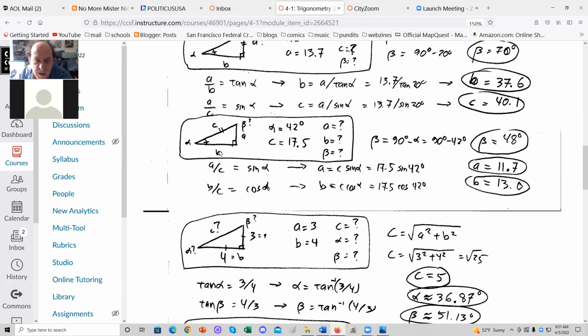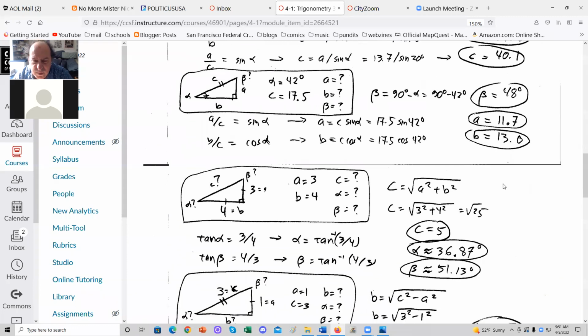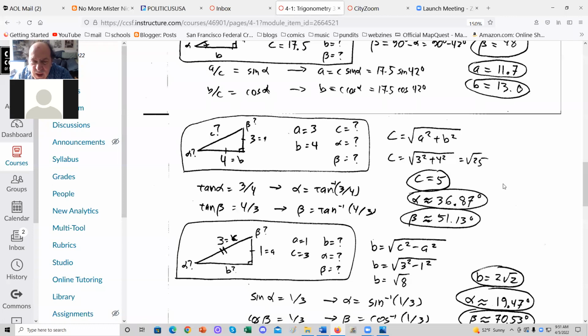Okay, to find B, well, B over C equals cosine alpha. We know C and alpha. So transpose the C. B equals C cosine alpha, at 17.5 cosine 42 degrees. So B is about 13.0. Not exactly, but close.